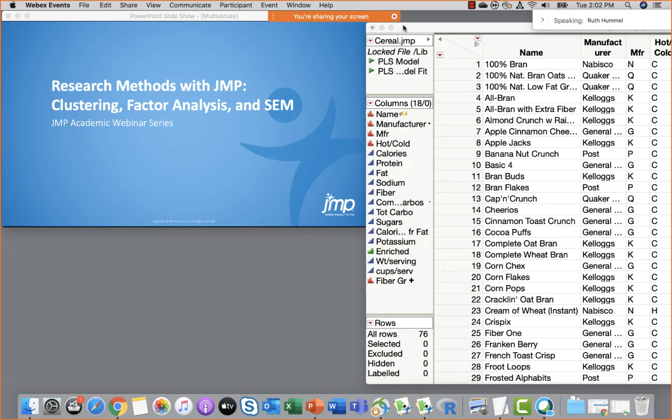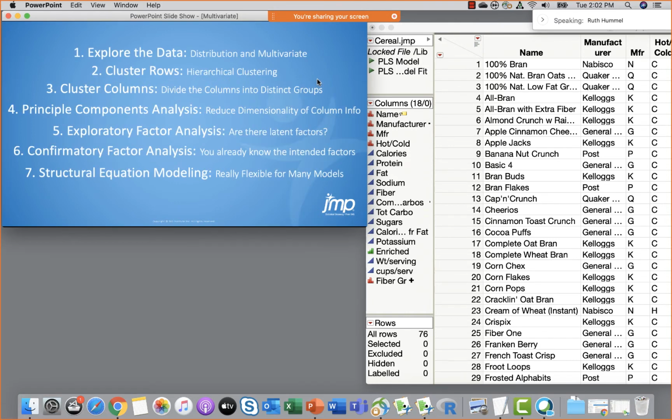So I'm going to start with some clustering, some sort of exploration of data, move into principal components and factor analysis, and then we'll get into things that would have a path diagram associated with them, like confirmatory factor analysis and structural equation modeling toward the end.